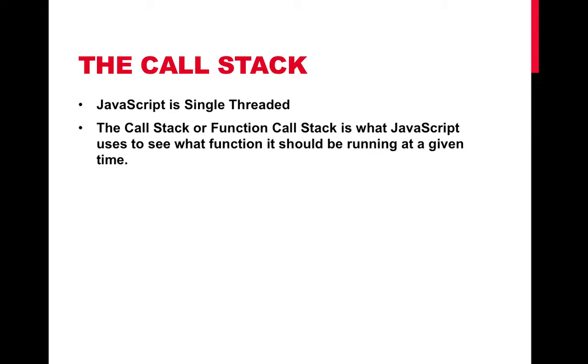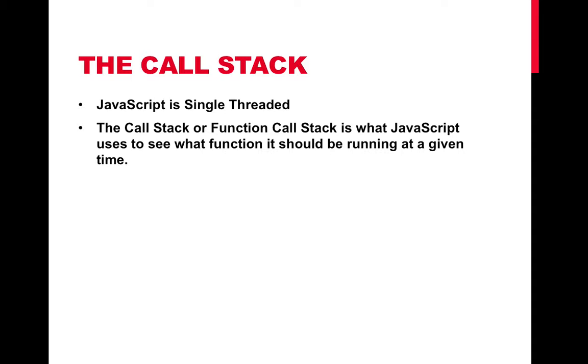So, now let's talk about the call stack. First, I want to point something out about JavaScript in general. JavaScript is a single-threaded language, meaning it can only run one function at a time. So, the call stack, or the function call stack, is used by JavaScript to see and know what function is running at any given point in time. It also keeps track of the order of the functions that still need to run, in case a function is calling itself, like in recursion.